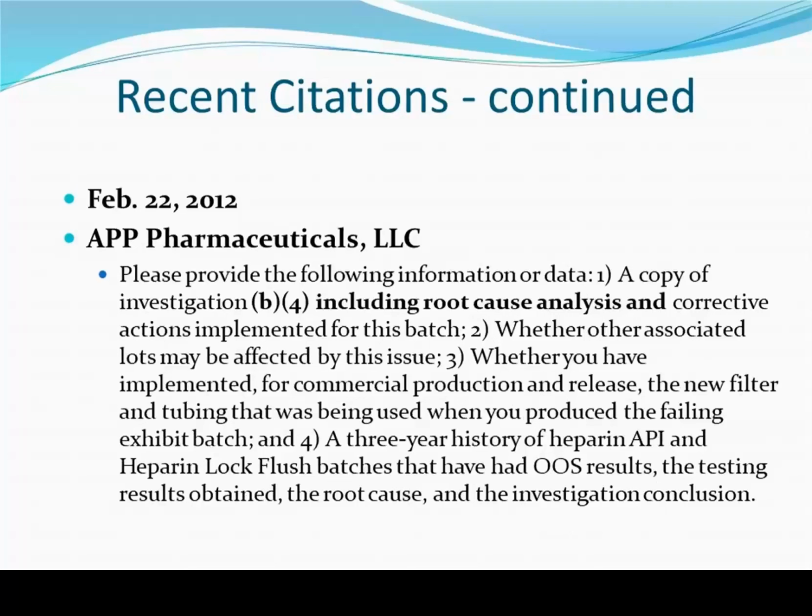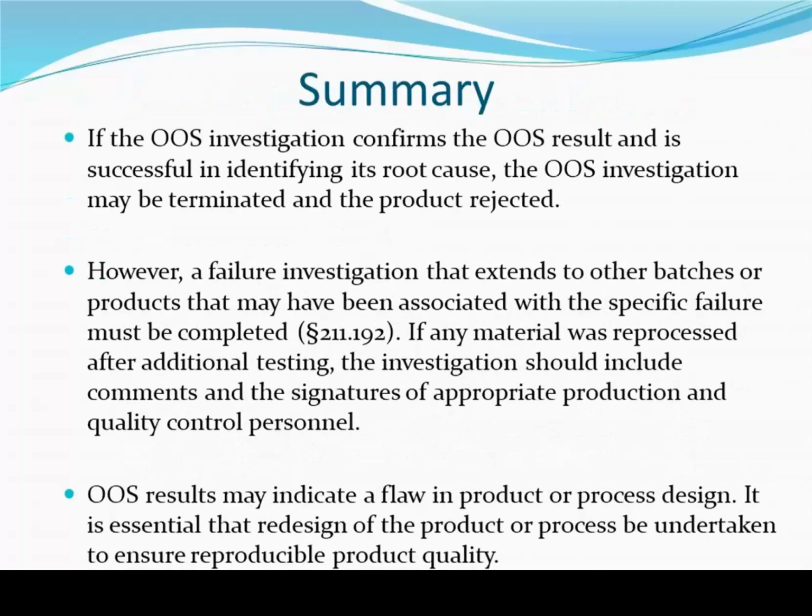They asked them for 4 things. They wanted that investigation that they forgot to include, whether other associated lots may be affected by the issue, and whether they had implemented for commercial production the new filter and tubing that was being used when they produced the failing batch. And the biggest one of all is they wanted a 3-year history of these products that have had out of specification results, all of the testing, the root cause, and the investigation conclusion. Because obviously they were very concerned about the way this company was handling their investigations.